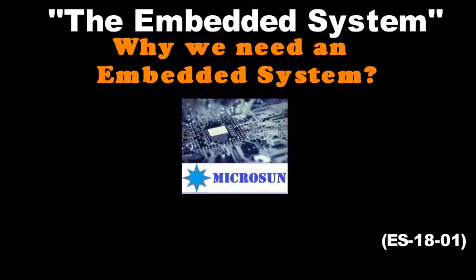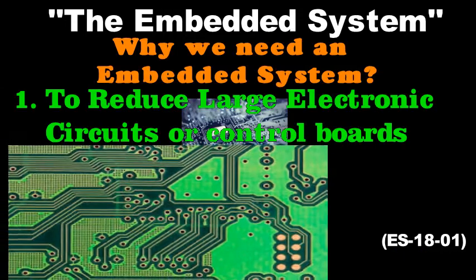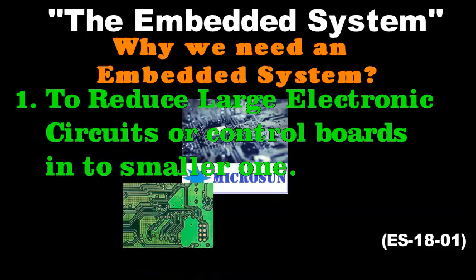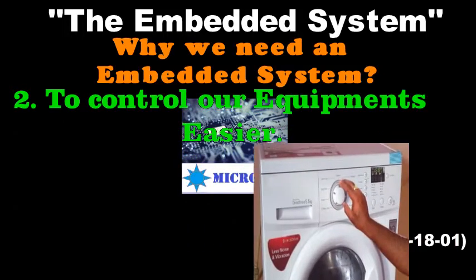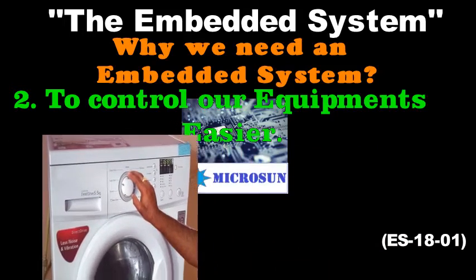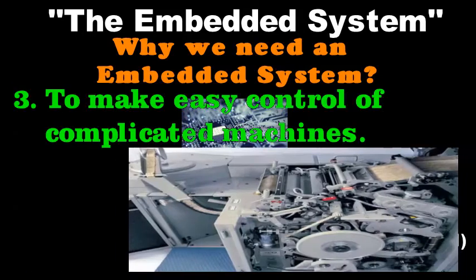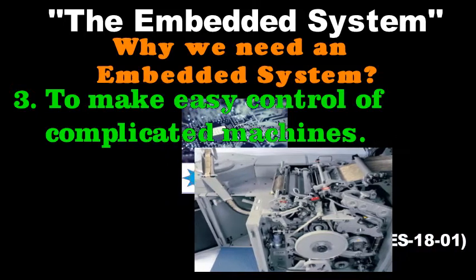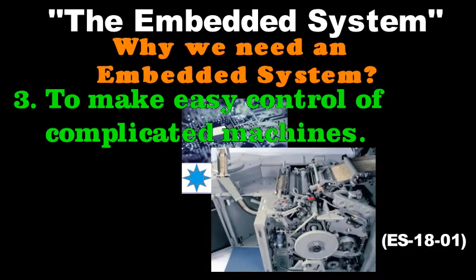Why we need an embedded system? 1. To reduce large electronic circuits or control boards. 2. To control our equipment easier. 3. To make easy control of complicated machines.